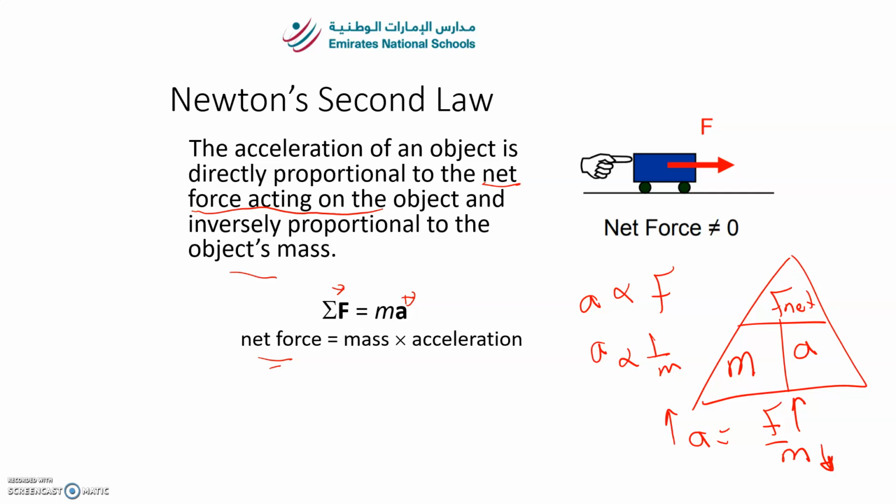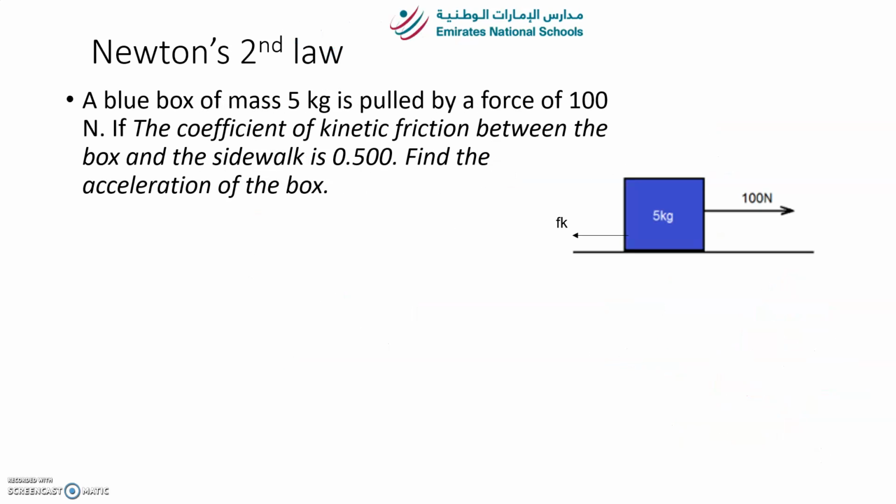Okay, let's solve the question. Here I have a blue box. Mass is 5 kilograms, is pulled by 100 newtons. So this is the applied force. The coefficient of kinetic friction is 0.5. So this is mu k, kinetic or dynamic. And I need you to find the acceleration. Here I applied force, so the direction of motion will be the same as the direction of applied force. This is the direction of motion or direction of acceleration.